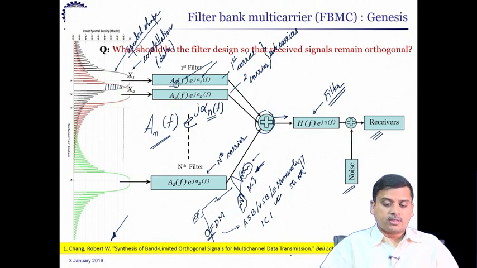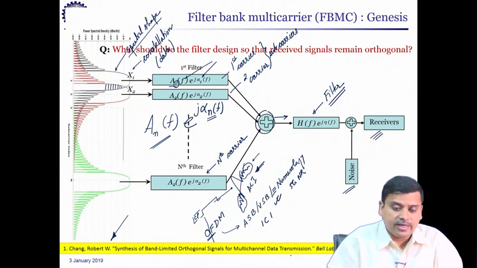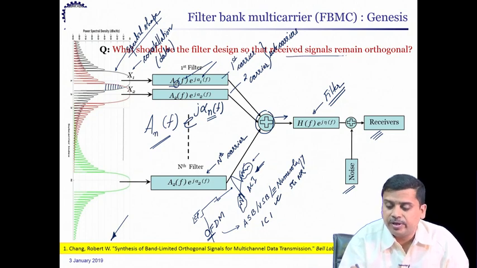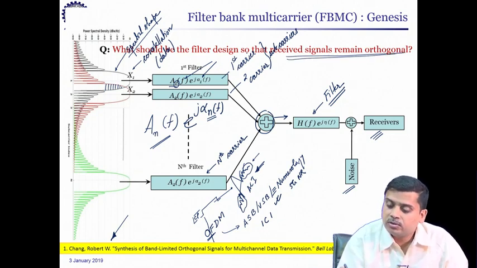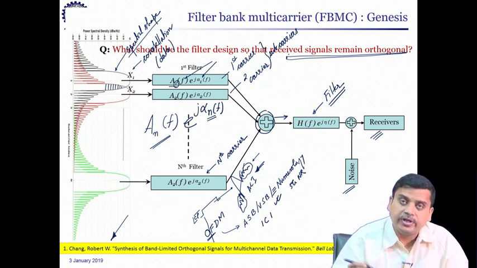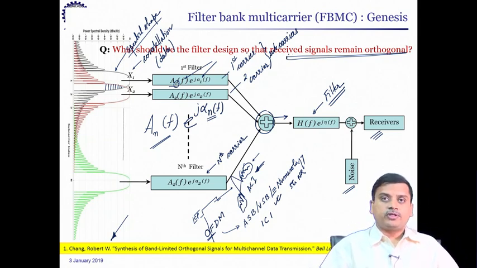So, in all of these, now the question that remains to be addressed is what should be the filter design so that the received signals remain orthogonal. So, now the whole problem or the question gets framed. In OFDM, it is made orthogonal by virtue of rectangular pulse shapes and cyclic prefix and integer multiple of waveforms, but here the question is in terms of the filter design, so that the overall structure remains orthogonal.